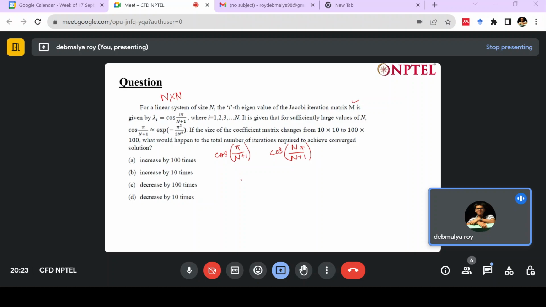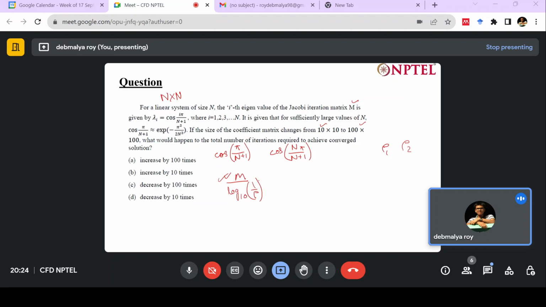So what is the number of iterations? We have seen that the number of iterations is m by log 10 1 by rho. Now, when we are changing it from 10 cross 10 to 100 cross 100, what is actually happening? We are changing the spectral radius, because m is basically the accuracy that we desire. That is not changing. We desire the same accuracy, but our matrix size has changed. So we have rho 1 and rho 2.